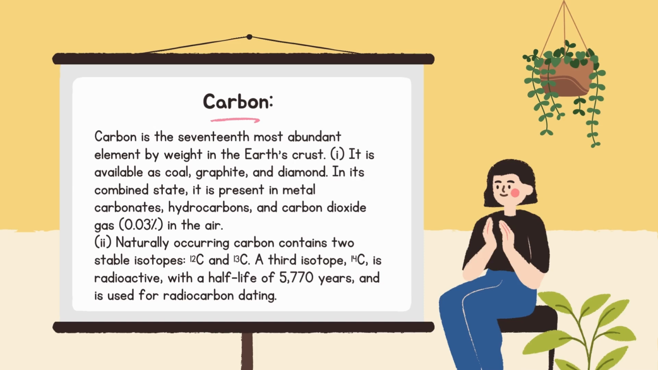2. Naturally occurring carbon contains two stable isotopes, ¹²C and ¹³C. A third isotope, ¹⁴C, is radioactive, with a half-life of 5,770 years, and is used for radiocarbon dating.